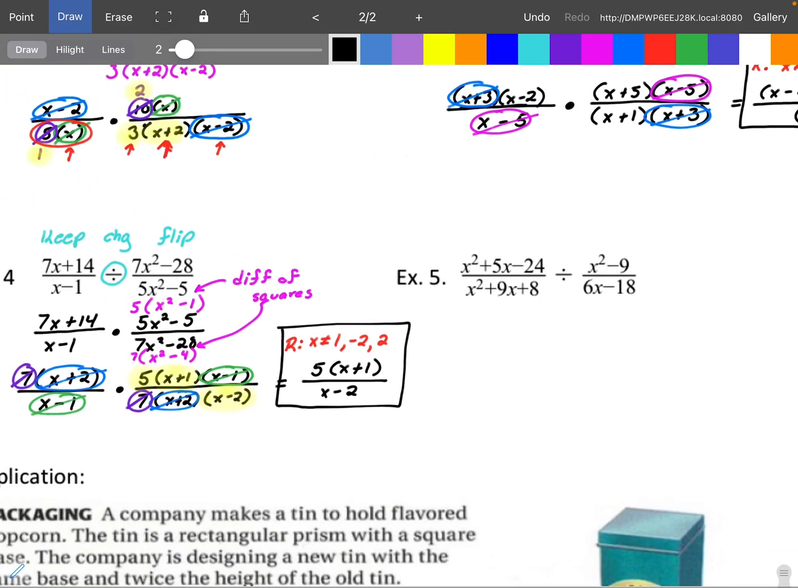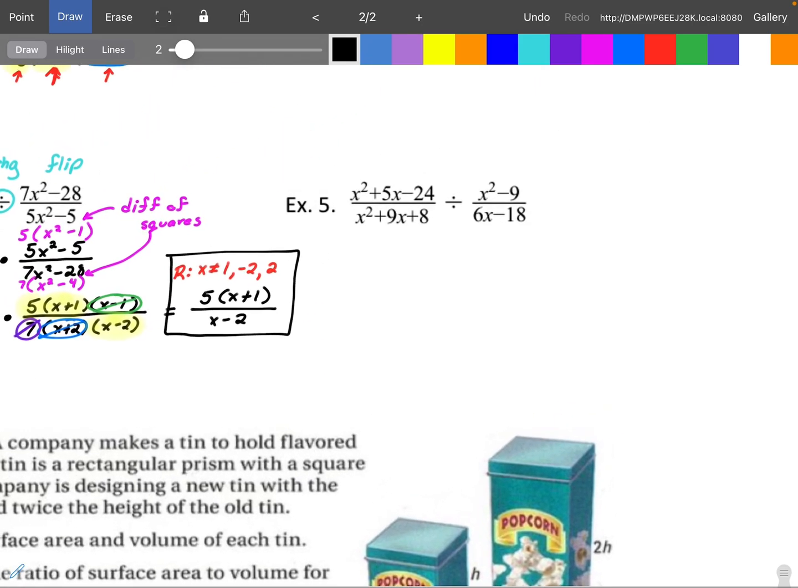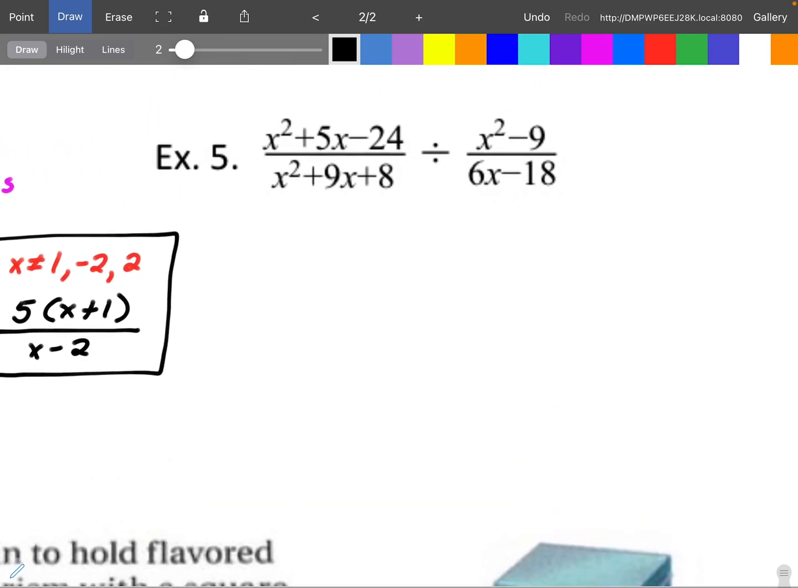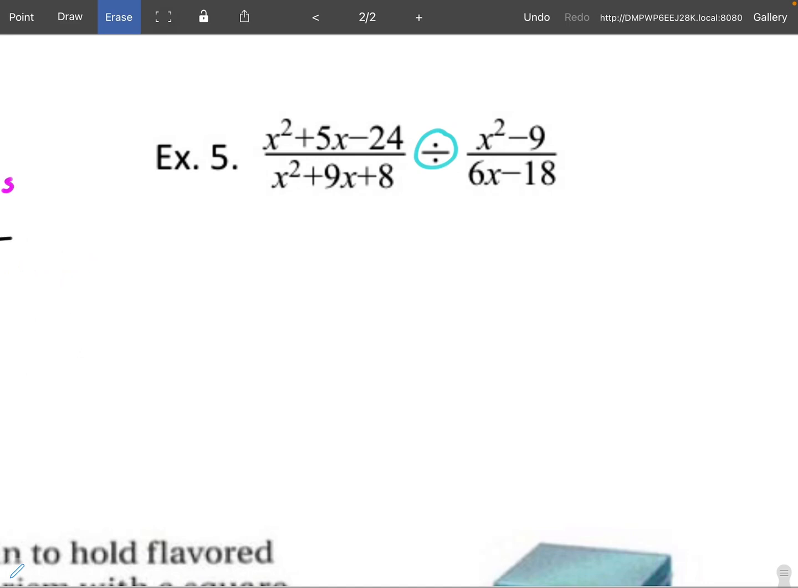All right, we have one more problem to do because even though we have a word problem down here, it's not a very good word problem. So we're going to skip it. So we're going to stop after we get done with number 5. Okay, so first thing I see, it's division, which means I need to keep, change, flip. And let me erase this so it doesn't get jumbled up.